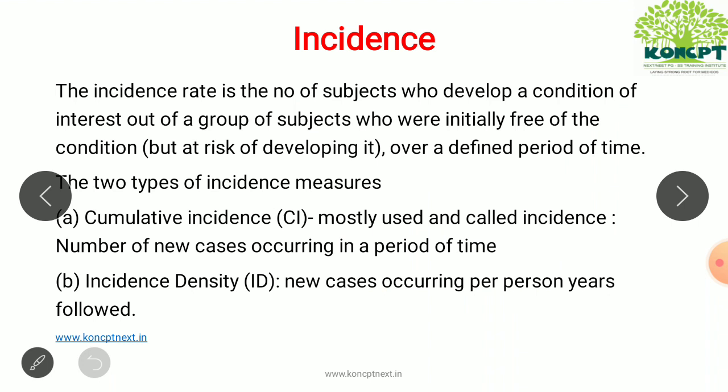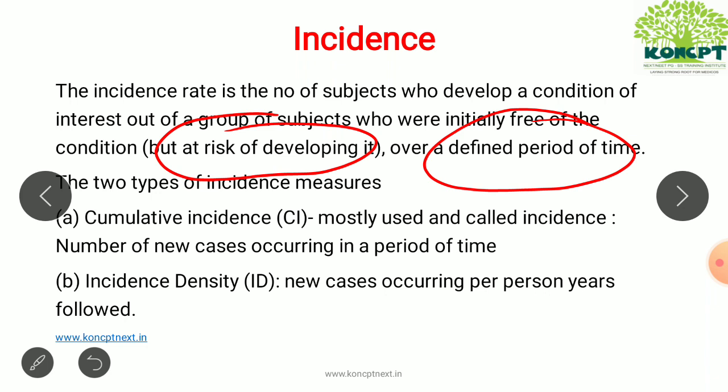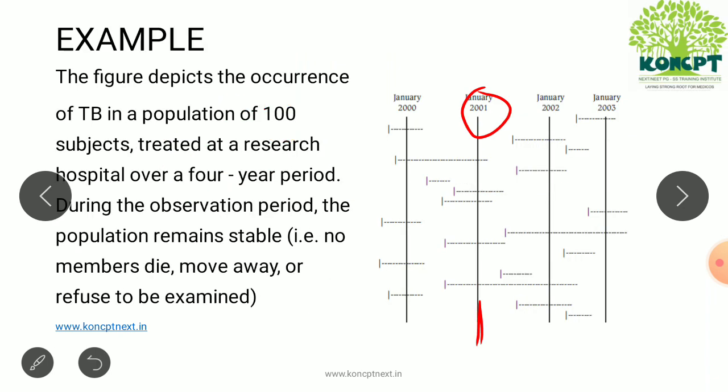Next, coming to incidence. In incidence we take into account only the new cases which occurred during the study period, and the denominator is always the population at risk. Whereas in prevalence, we take the denominator as the total population who were examined. In incidence, it is only the at-risk population. Also, incidence always ends up with a period of time. You should always specify, in the unit, during the period of 1 year. There are two types: cumulative incidence and incidence density.